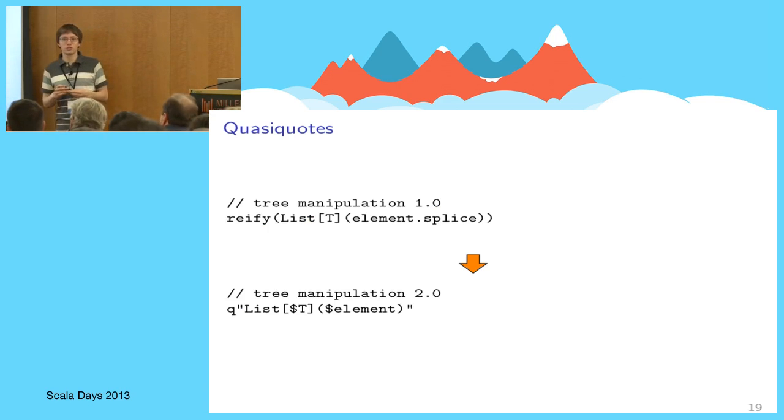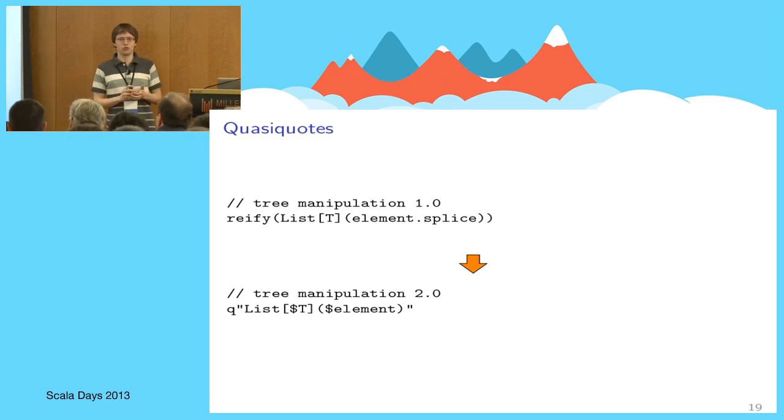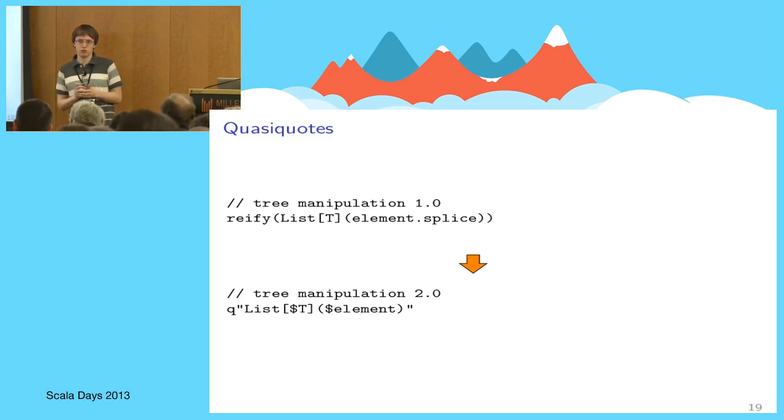So yeah, first of all, quasiquotes. Quasiquotes were implemented by Denis Shabalin, our master student at EPFL. We've had a really great and fruitful collaboration with Denis, and they represent a second-generation tool for working with trees. So if you have programmed macros yourself, you know that reify is the recommended way to compose trees and to generate code. But unfortunately, it has a number of problems, and we fixed them all.